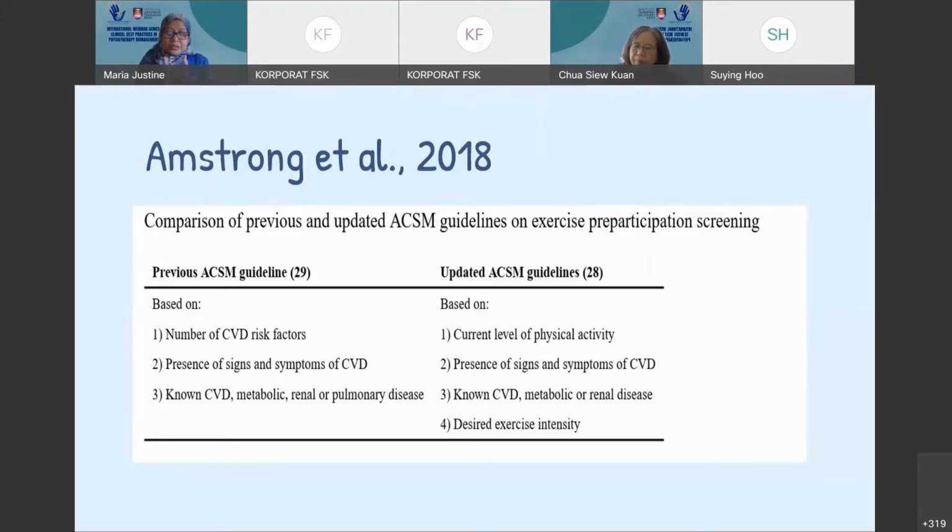They look at non-CVD, metabolic, or renal disease. Okay, so this is the difference here. They don't ask anymore about pulmonary disease. Okay, and what is your desire in terms of intensity for exercise, whether you want to start with low, moderate, or high intensity.